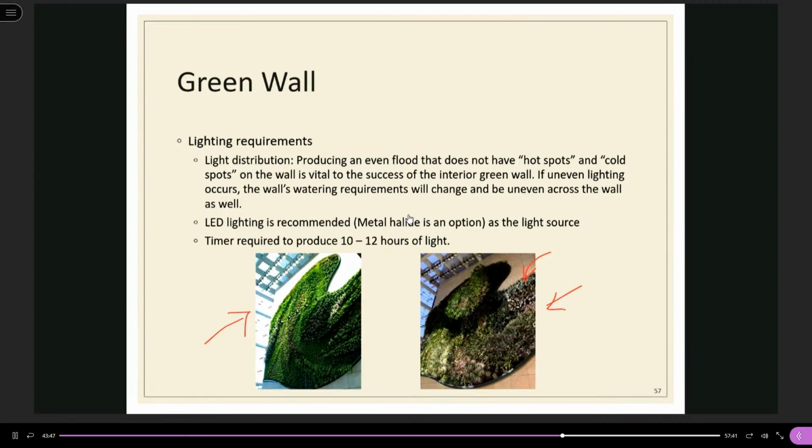Metal halide is used. LED is recommended. So commonly we use LED and metal halide to light up the green wall. And you may use a timer because they need to have 10 to 12 hours of light. So in the daytime, you have the daylight, but maybe the lighting level is not adequate. Then you need to provide supplementary lighting. And the lighting level should persist for 10 to 12 hours.